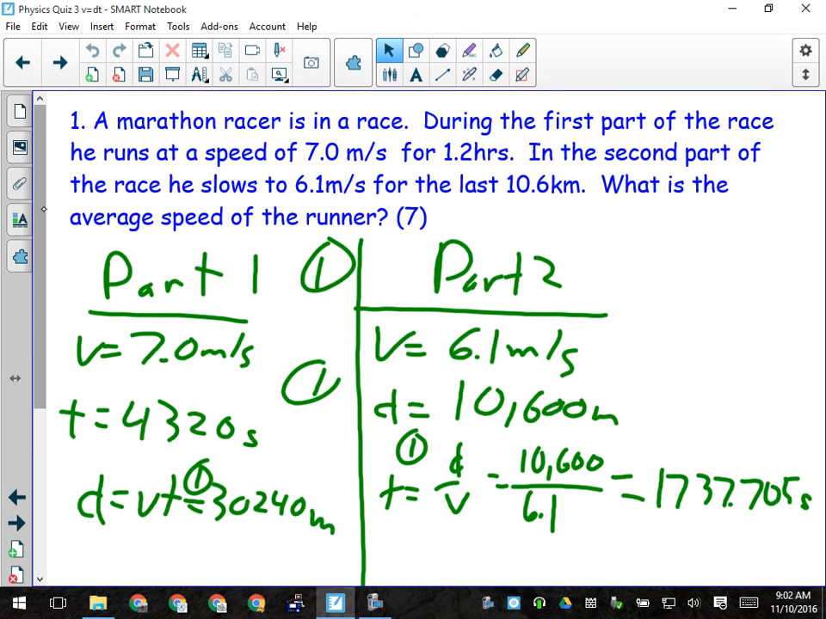If I want to find the average speed of the runner, I need total distance and I need total time. In part one, I was told he can run at 7 meters per second, and he does that for 1.2 hours. Well, what's the problem with hours and seconds? They're not the same. Okay, I have to convert the hours into seconds. So I do that by multiplying by 3,600, and I get 4,320 seconds is how long in seconds 1.2 hours is. Okay, so we'll give them a mark if they did a calculation where they converted the hours to seconds. Okay, we'll give them a mark for that.